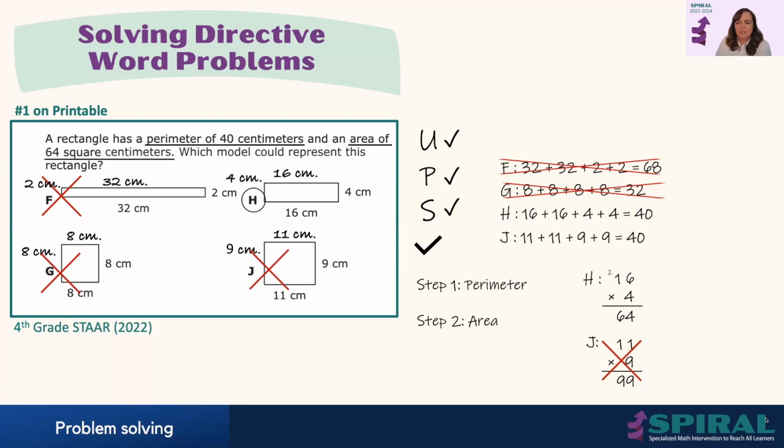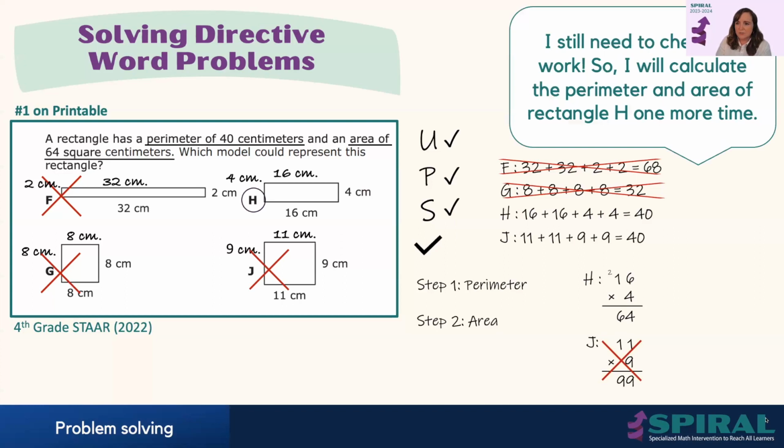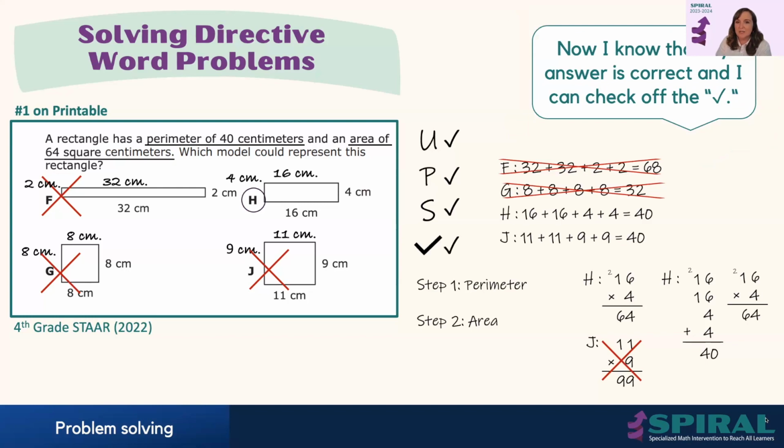But then I want to go back and check my work. Checking our work is always really important. So here I'm going to calculate the perimeter and the area of H one more time to double check that the perimeter does equal 40 and that the area does equal 64. So I'm going to go ahead and check that out. There's my perimeter and here's my area. And I have double checked this problem. So that's the point where I can put that check mark next to that UPS check to show that I have understood the problem, I've made the plan, I've solved it, and then finally I've gone back and checked my work.